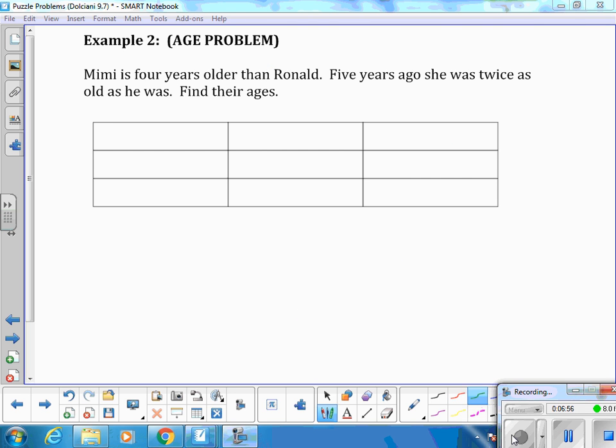You can also do this using age problems. So Mimi is 4 years older than Ronald. 5 years ago, she was twice as old as he was. Find their ages. I'm going to use a table to organize it a little bit. So the two people we're considering here are Mimi and Ronald. The couple of things we know about them are their age now, and their age 5 years ago.